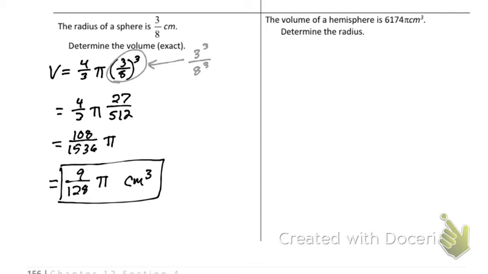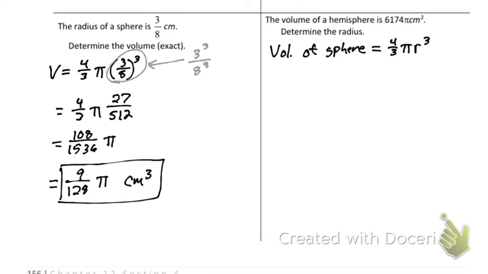All right, the very last one says the volume of a hemisphere is 6,174 pi centimeters cubed. Well, I don't know the volume of a hemisphere equation. I know the volume of a sphere equals 4 over 3 pi r cubed. How am I going to come up with the volume of a hemisphere then? It's just 1/2. A hemisphere is half a sphere, so it's going to be 1/2.